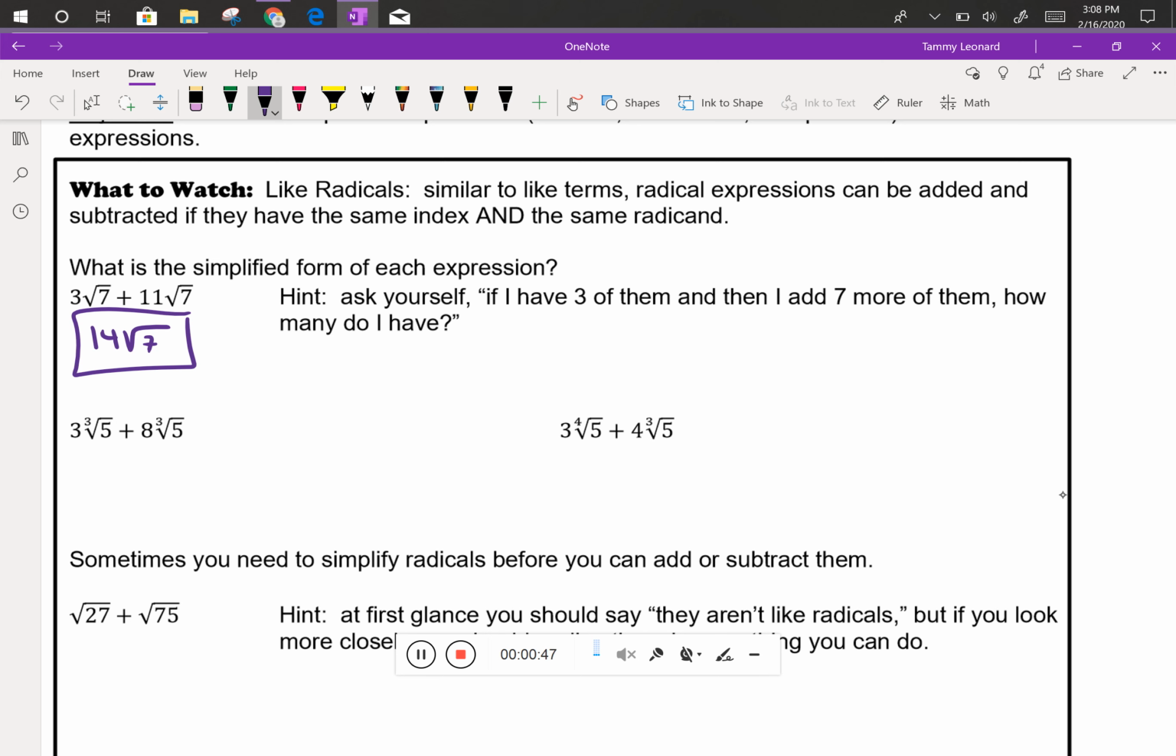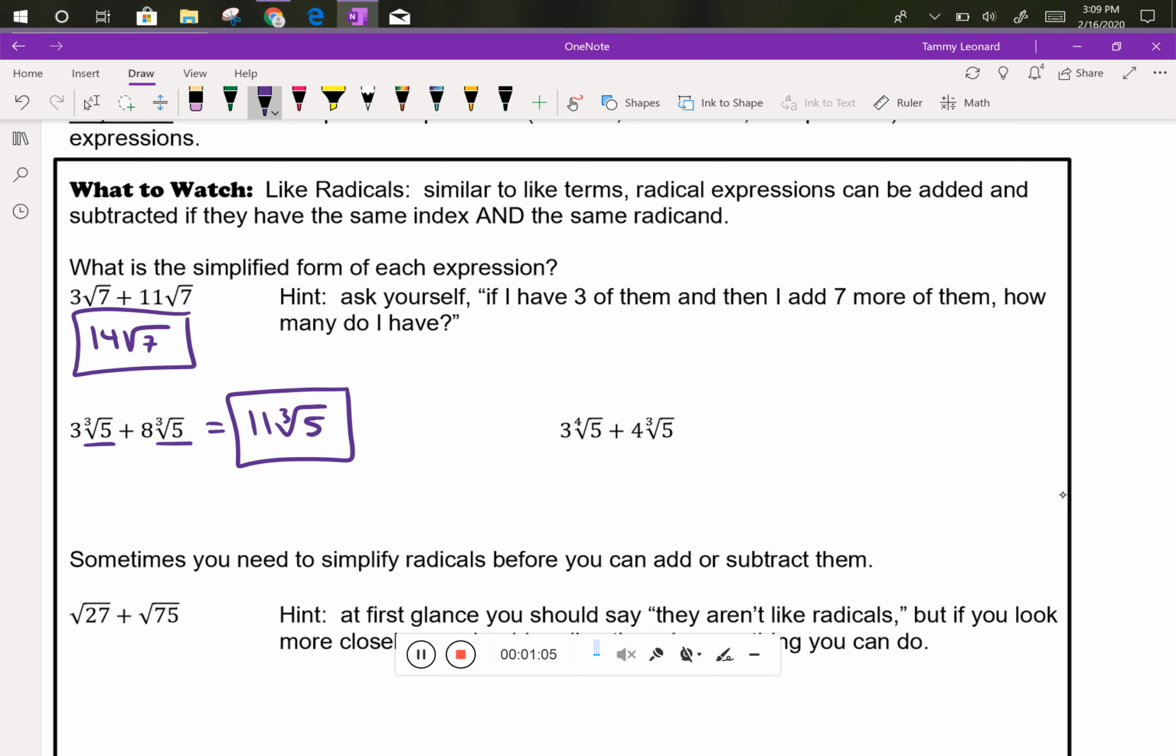In the next problem, I check. My radicals are like radicals. They're both cubed roots, and they both have a radicand of 5. So I have 3 of these things, and I add 8 more of them. So that gives me a total of 11 cubed roots of 5.